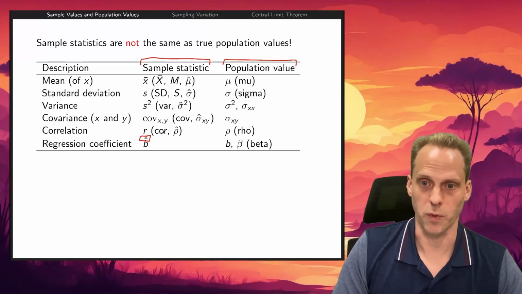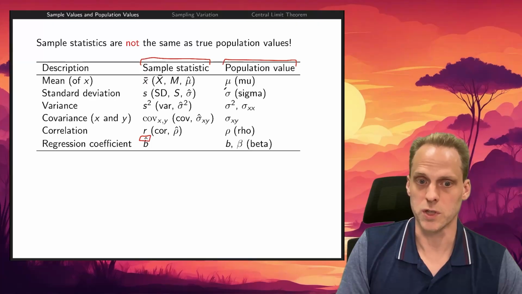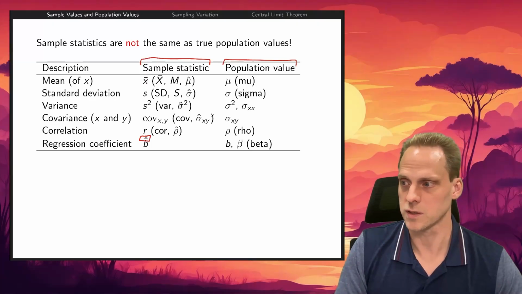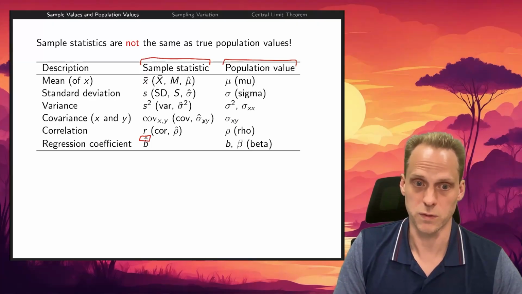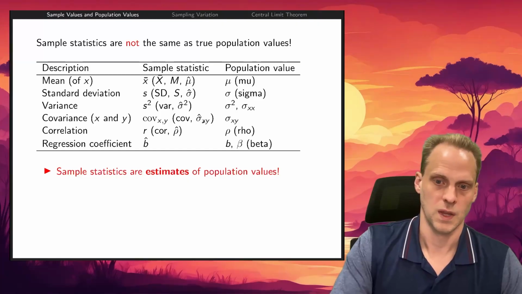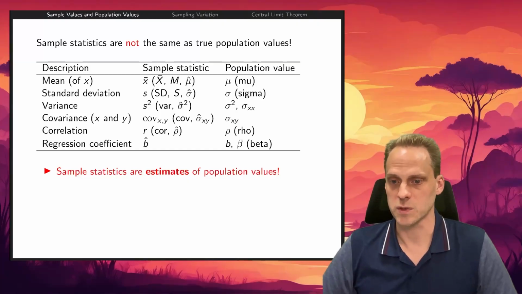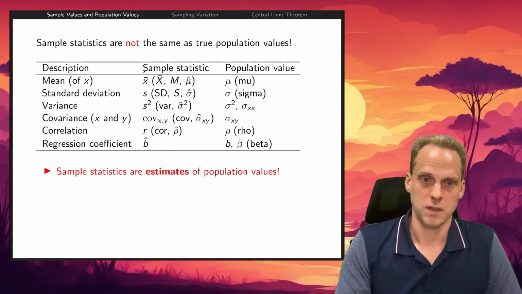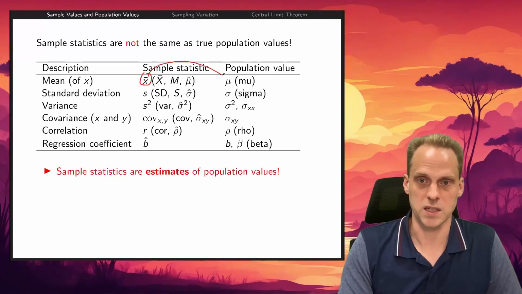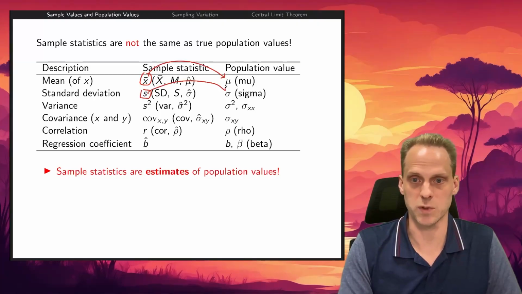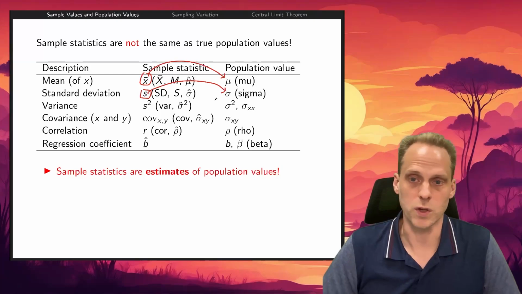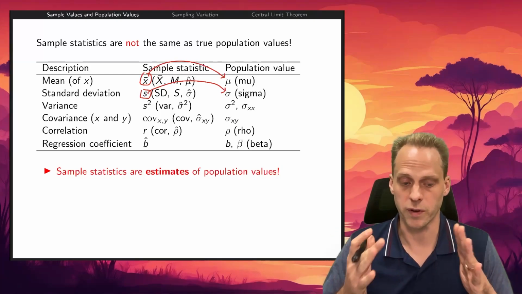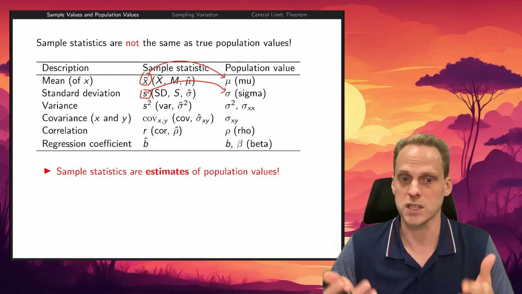A hat on top of a symbol usually means it's estimated from data, so it's a sample value rather than the real value. So sample statistics are estimates of the population value. The sample mean is an estimate of the true mean. The sample standard deviation is an estimate of the true standard deviation. We don't know the variance, the variation in the real world, we can only estimate it.